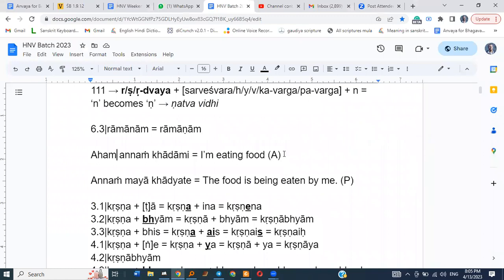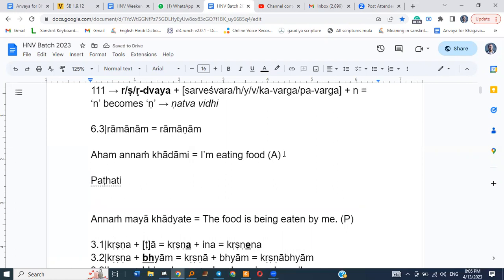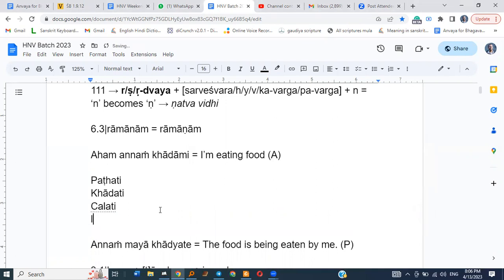Let me put some words and then I'll ask you some. Give me a few words in Sanskrit. Anyone you know? Let's say Patati, which is to study. Khadati, which means to eat. Chalati, which means to walk. Likhati, which means to write. And like that. So Krishna studies, or Krishna is studying.